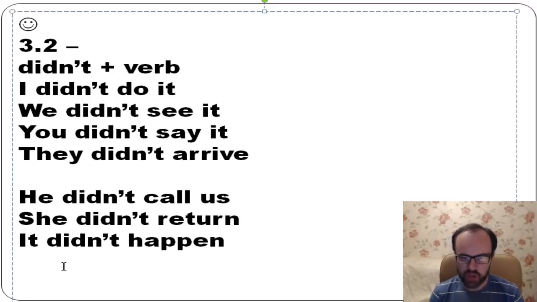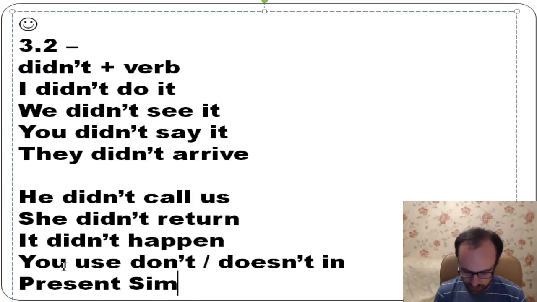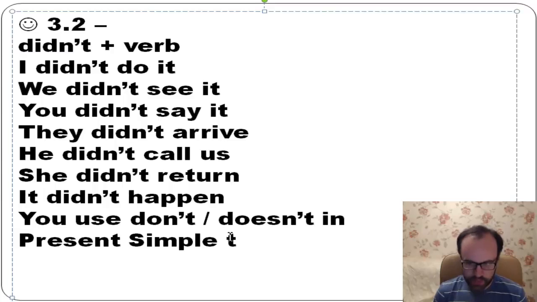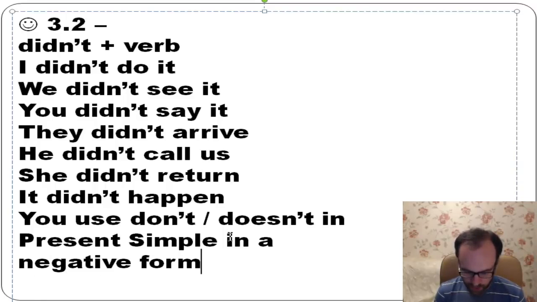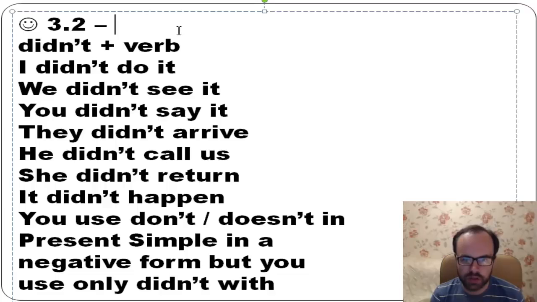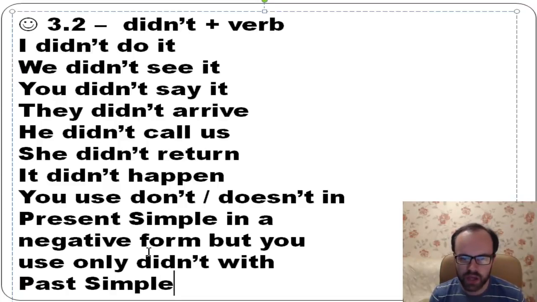So you know that you use don't or doesn't in present simple to form a negative form, but you use only didn't with past simple, with he, she, it, we, you, they, and so on.